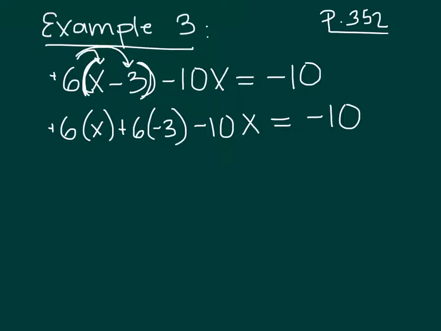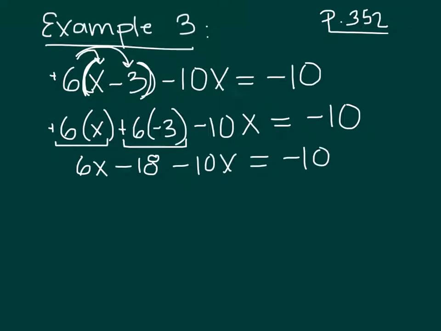Okay, so distributive property, 6 times x is just 6x. 6 times negative 3 is minus 18. Minus 10x equals negative 10. Okay, so notice I have removed the parentheses, the grouping symbols. So in number 1, it says simplify obviously the algebraic expression, but also combine any like terms, right? And usually you combine like terms right after you use the distributive property.